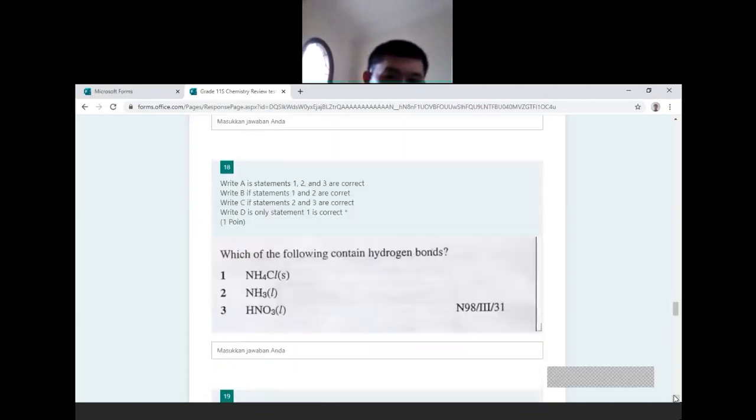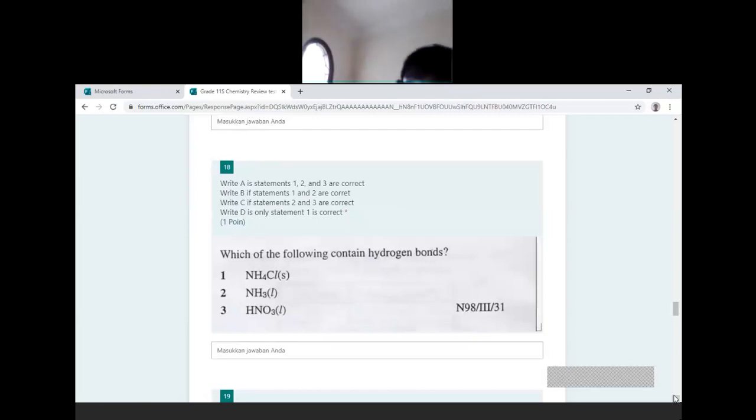And then number 18, which of the following contains hydrogen bonding? We know hydrogen bonding occurs when hydrogen is bonded to very electronegative elements such as nitrogen, oxygen, and fluorine. In statement number 1, the hydrogen here is bonded to N, and then there is a Cl. In NH4 itself, there is a hydrogen.